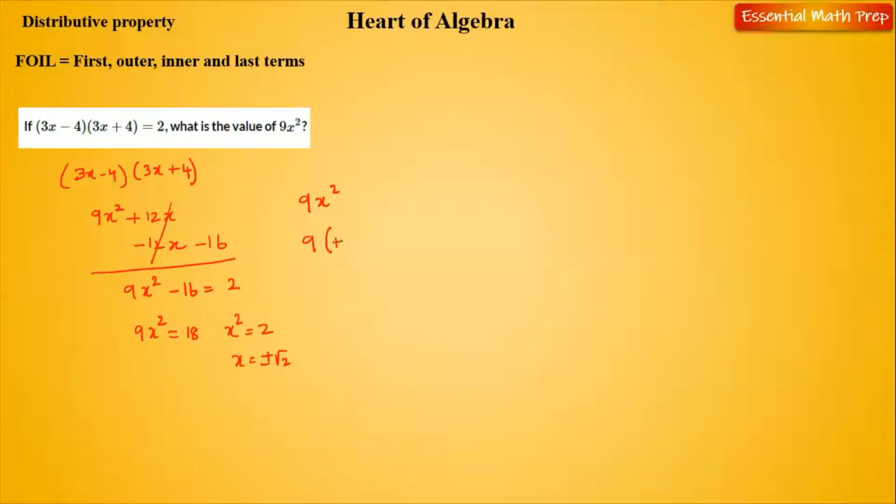So x is plus or minus root 2. Let's just pick plus root 2 and you square it. So the square root of a square cancels out. So it'll be 9 times 2, which is 18.